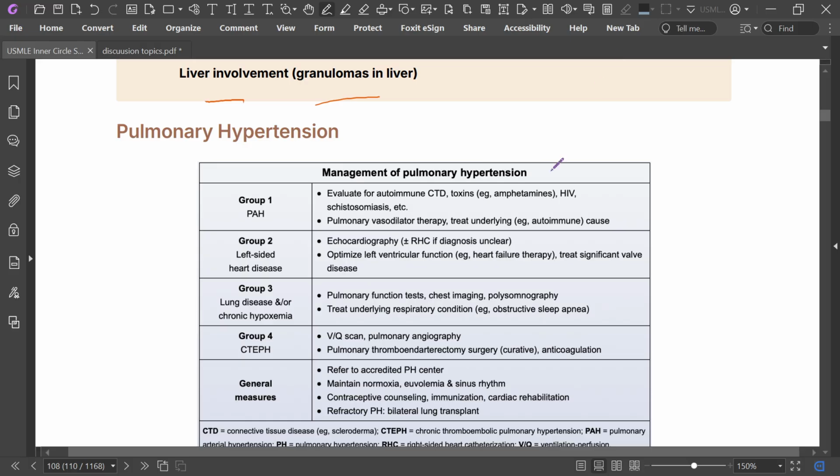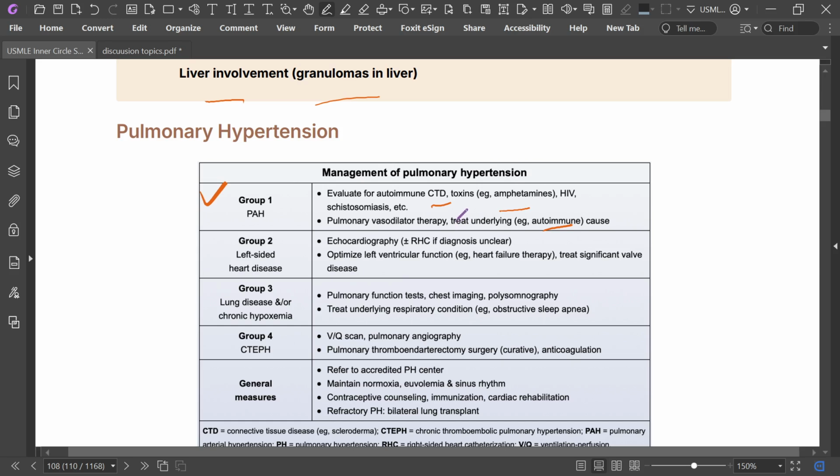Okay, our next topic is pulmonary hypertension. Pulmonary hypertension can be divided into four groups. Group 1, pulmonary arterial hypertension. Here, evaluate for autoimmune connective tissue disease and toxins: acetaminophen, HIV, schistosomes. Pulmonary vasodilator therapy; treat the underlying autoimmune cause.